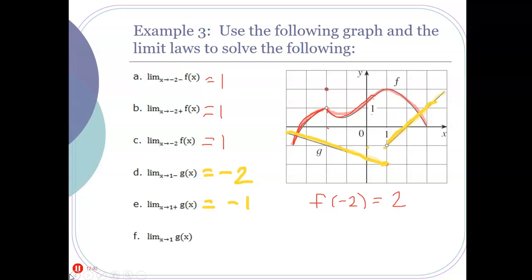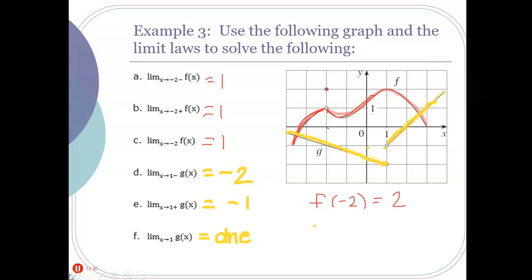Therefore, the limit at 1 does not exist. The left-hand limit does not equal the right-hand limit. Therefore, the limit does not exist. This is an example of jump discontinuity because your graph has to jump from negative 2 to negative 1 on your piecewise.